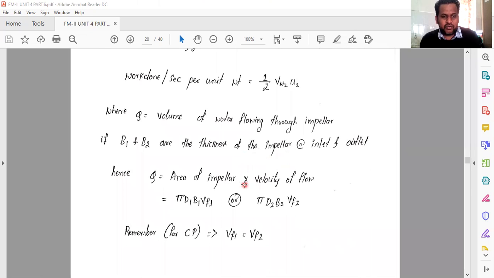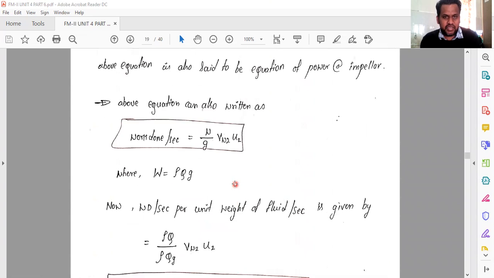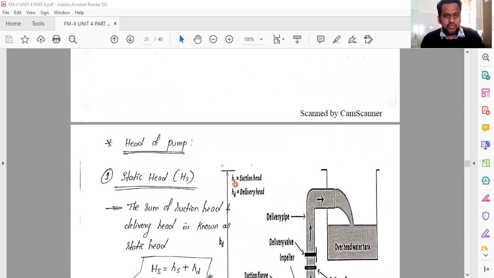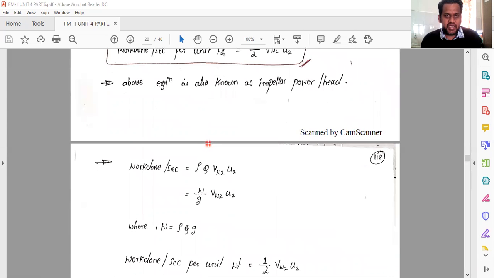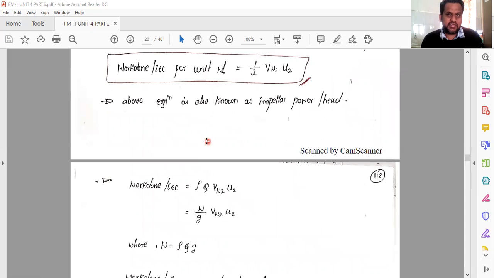So check out this derivation. Next we'll talk about the head of the pump. What the different heads are and all those things, we will discuss in detail.